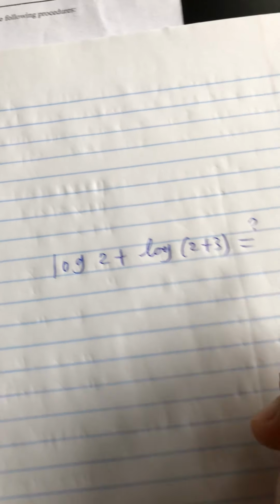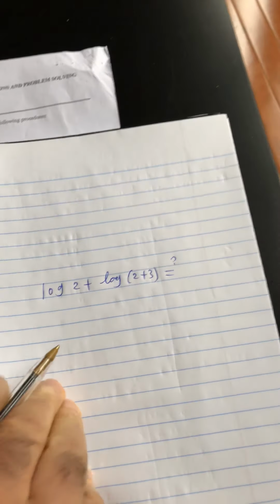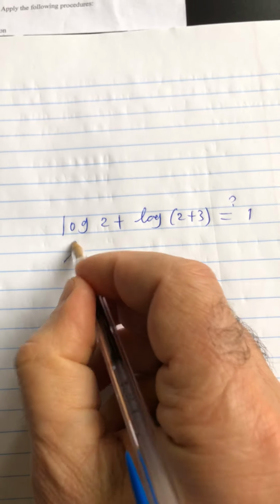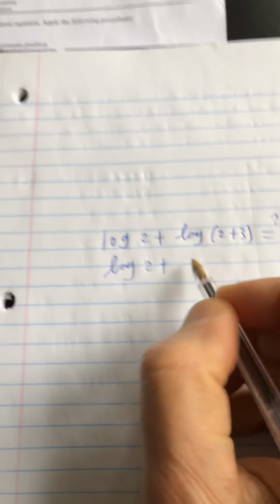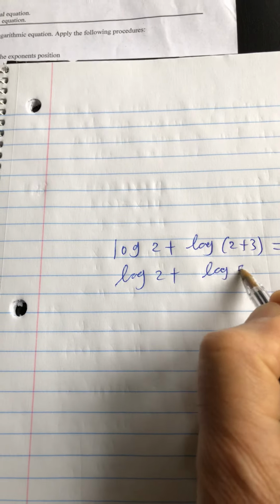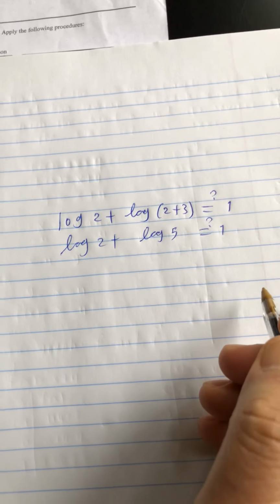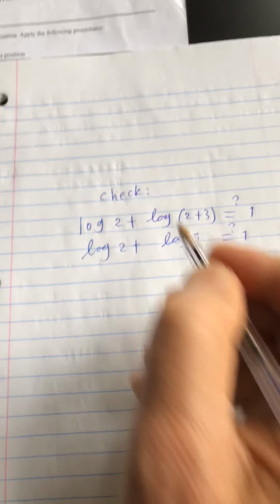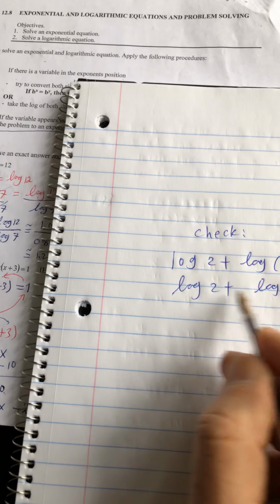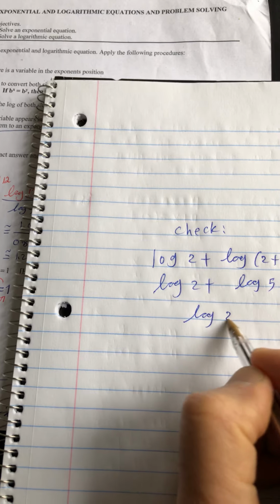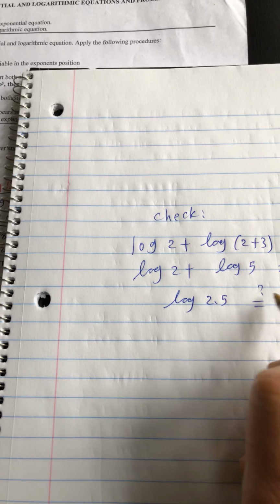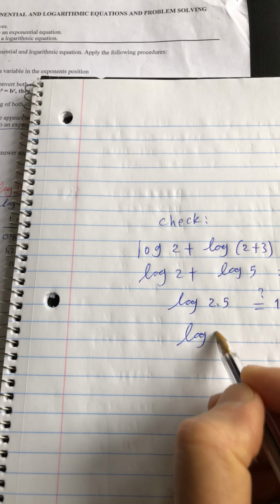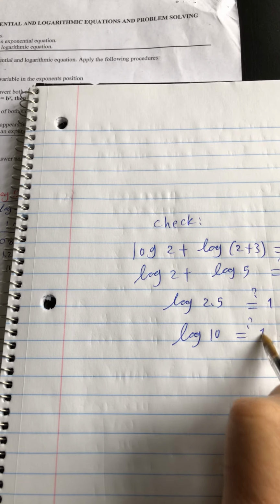So here we can write it like this: log 2 plus log of 2 plus 3. Is it equal to 1? Or log 2 plus log 5, since 2 plus 3 is 5. Is it equal to 1? This is the check. Now the sum of two logs is the log of the product, 2 times 5. Is it equal to 1? 2 times 5 is 10. Is it equal to 1?